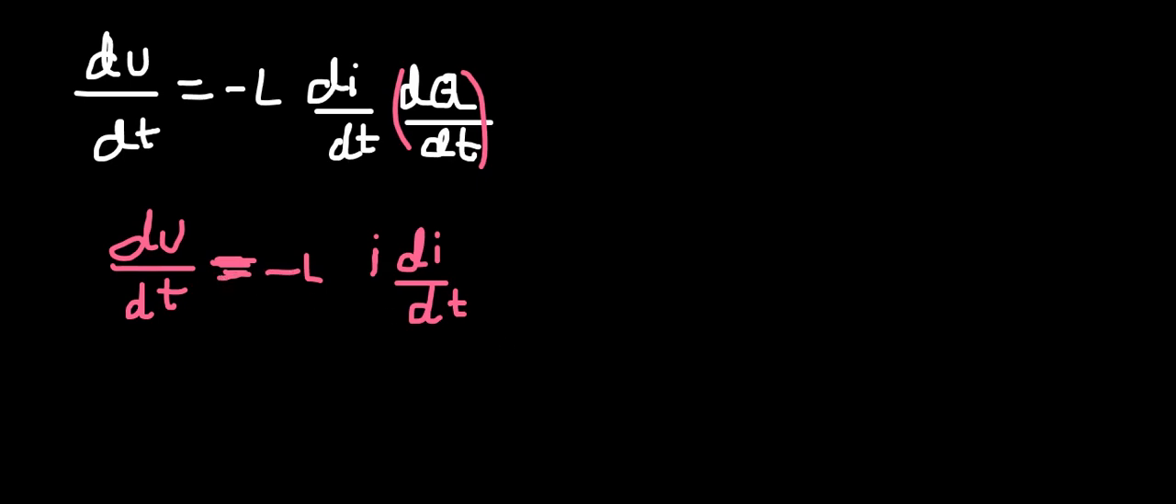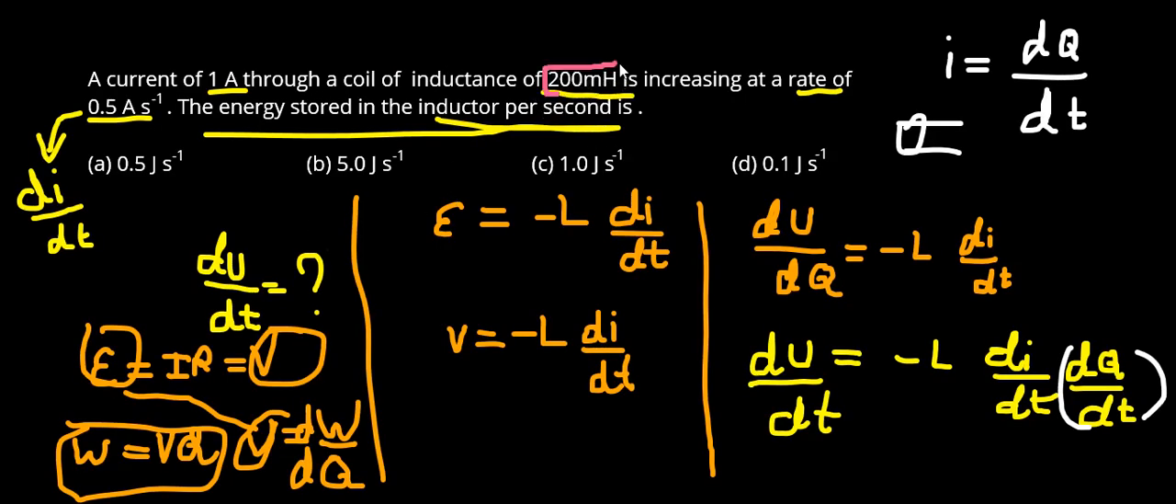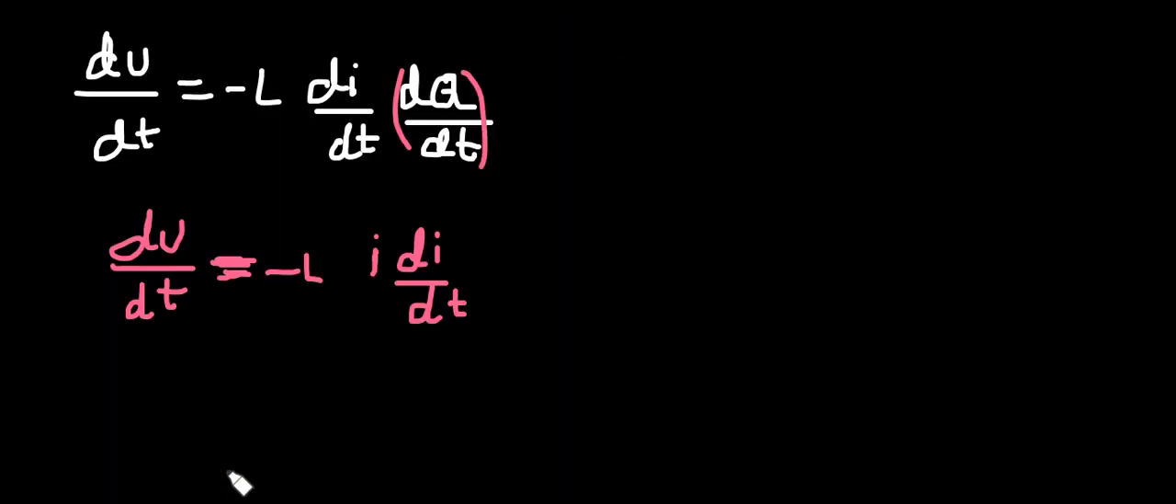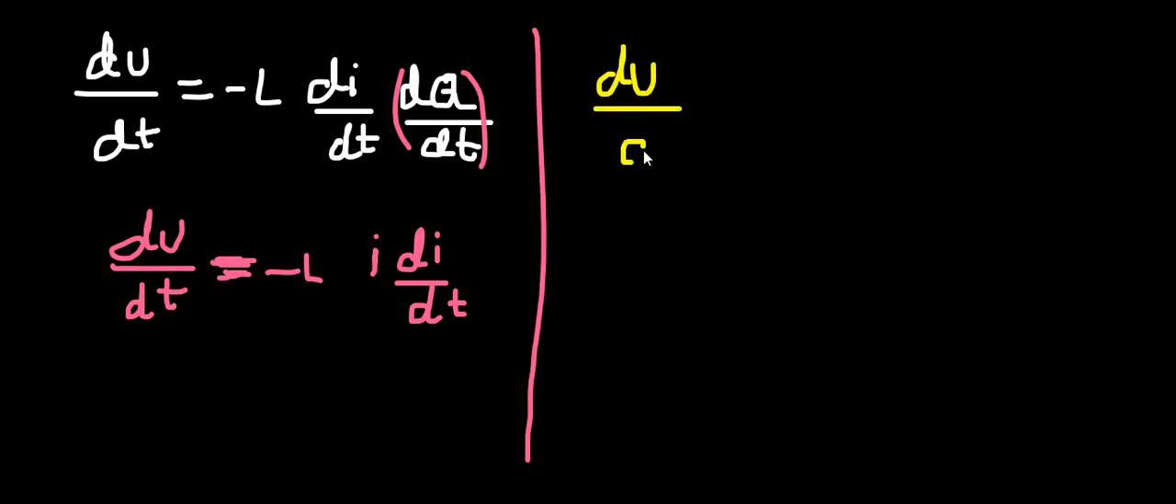So the given values in the question: the inductance is given here, this is L, and this is the current I, capital I. This is di by dt, but we have to find du by dt. Everything matches perfectly with this equation, so I'm just substituting these values here. Our aim is to find du by dt, which is the inductance times the current flow times the rate of change of current flow in the coil.